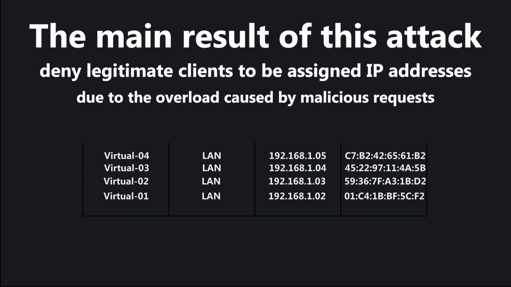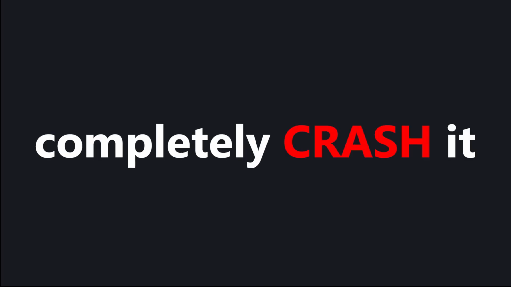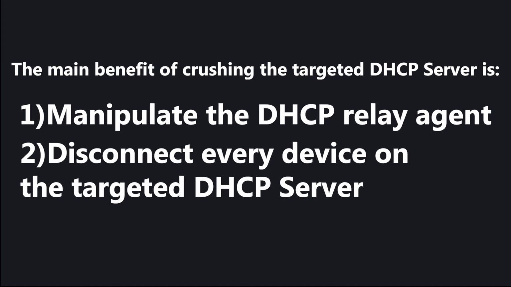The main result of this attack is to deny legitimate clients being assigned IP addresses due to the overload caused by malicious requests. But this attack is less important to us because we have a different goal that we want to achieve. We want to crash the DHCP server, completely crash it, not just temporarily overload it or deny its service. The main benefit of crashing the targeted DHCP server is to manipulate the DHCP relay agent and disconnect every device on the targeted DHCP server.